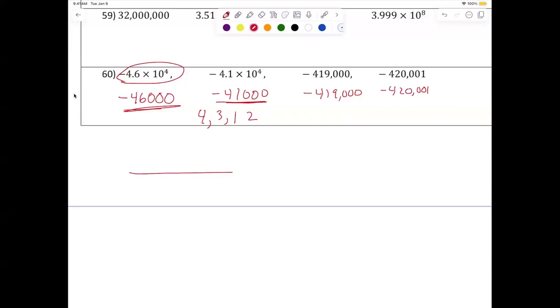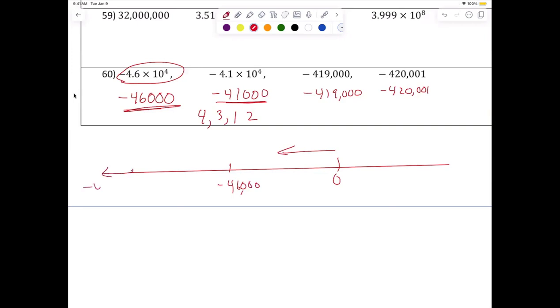On a number line, Luca, come on, buddy. On a number line. Here's 0. The first number, if I'm going in this direction, negative 46,000 is right here. Negative 420 is way on down the road. Negative 420,001. That's way over there. Do you agree with that? That's why that's smaller. You agree or not? Okay.